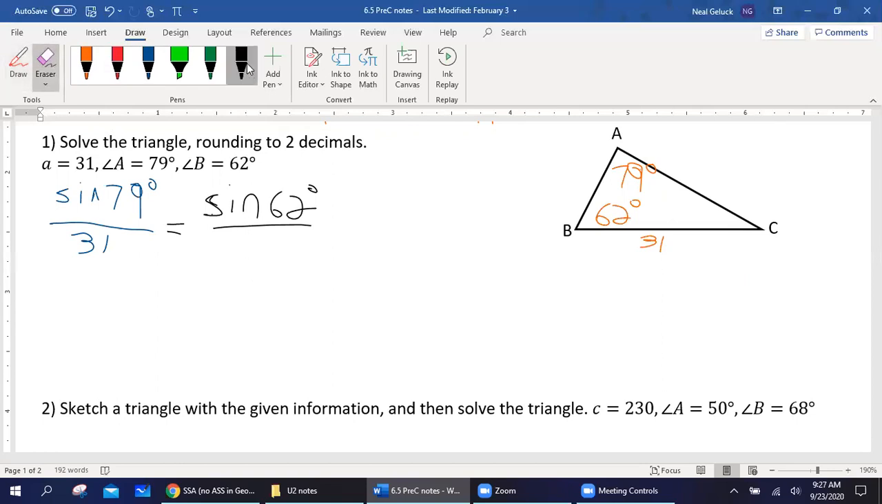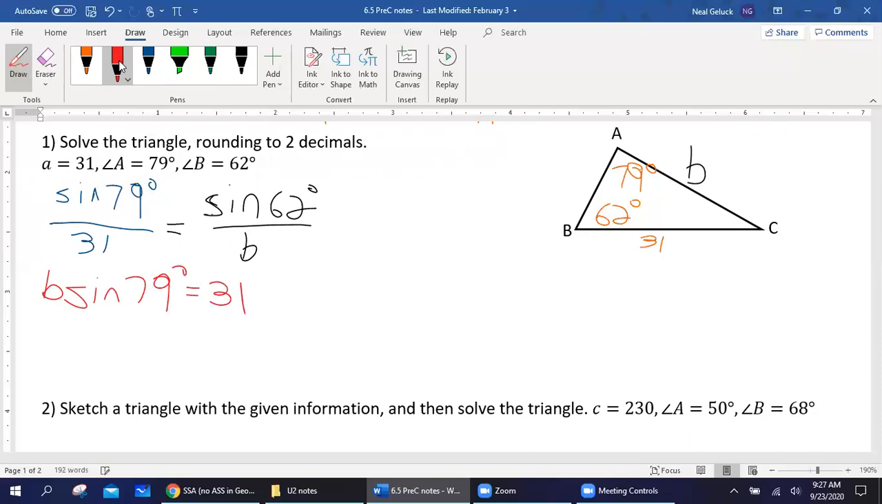I'm having some trouble with the pen, apparently. That's a little better. So again, side b is opposite of angle B. To solve this, I'm going to cross multiply. When I do that, I'd have b sine 79 equals 31 sine 62. And then I would divide by sine 79 to get b by itself.